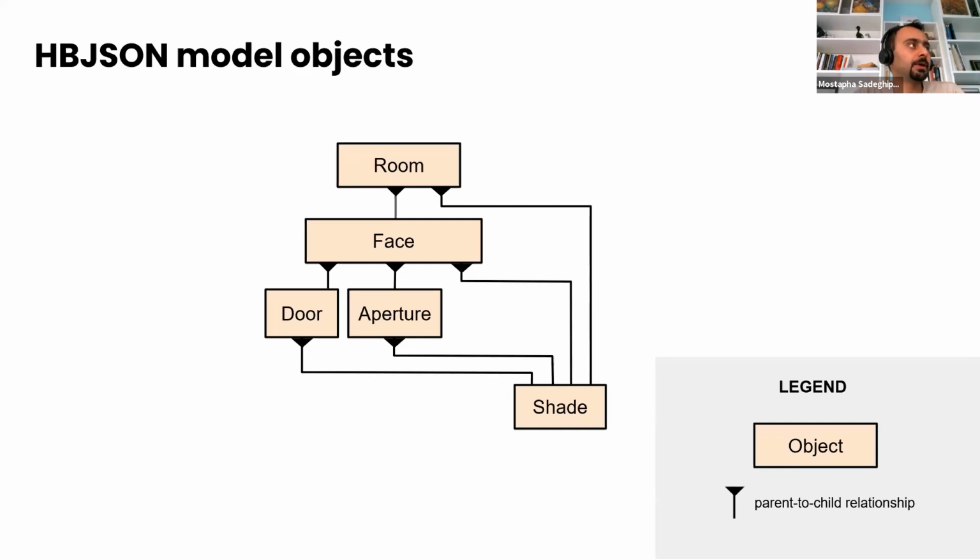Basically everything that we build, and the way it works, comes from what we call the HVJSON model, or sometimes we refer to it as Honeybee model objects. There are several types of objects, but you can see the relationships between them are nested. So on top you have room, and room is created of several faces, and faces can have doors and apertures and shades. Shades are a little bit unique in this case because you can see shade can be part of the room, face, aperture, and door.